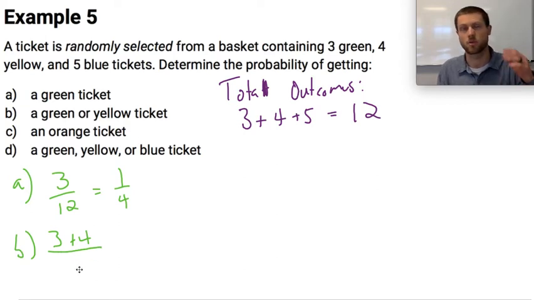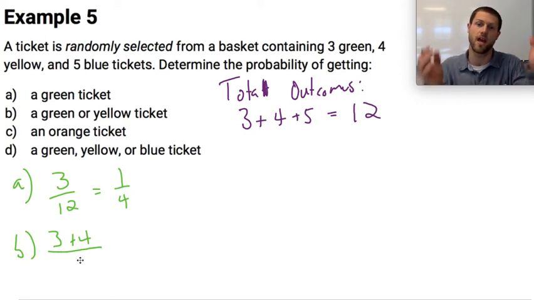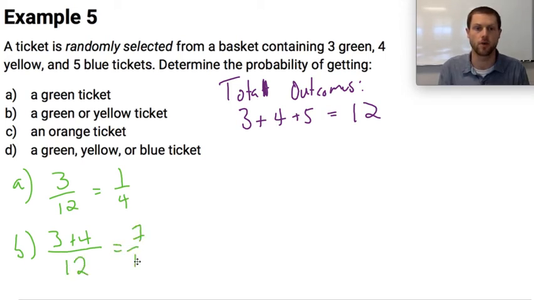So it's kind of like when we were spinning a 6 or a 7 or an 8. We kind of add those items together. And so then that's out of 12, so that's going to equal 7 out of 12. So there's a 7 out of 12 chance that I'll draw one of those things.